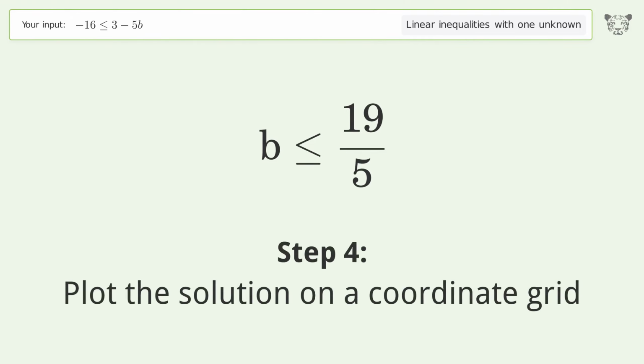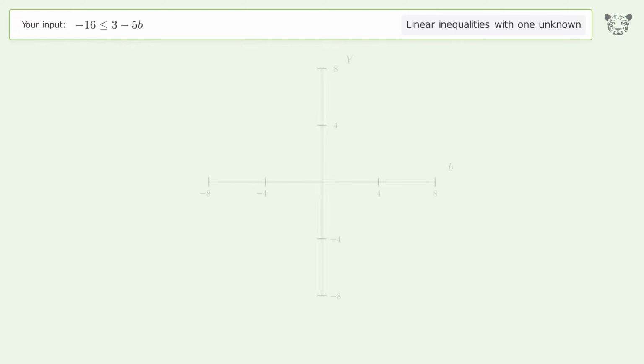Plot the solution on a coordinate grid. And so the final result is b equal or smaller than 19 over 5 equal or smaller than 34 over 5.